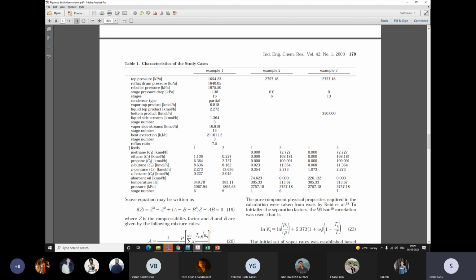349.78. There are two feeds, feed 1 and feed 2. In example 1, there are two feeds, feed 1 and feed 2. First of all, I'm creating feed 1, then I'll create feed 2.